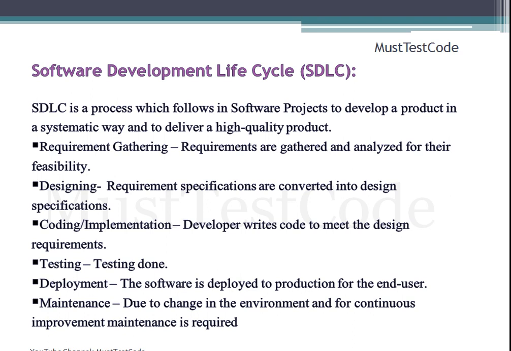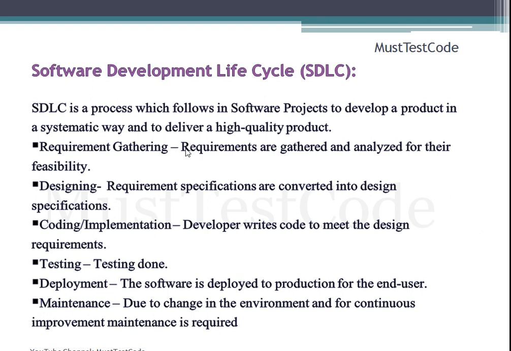So what I mentioned: requirement gathering, design, coding, implementation, testing, deployment, and maintenance. These are the series of systematic processes that a software project follows to provide a high quality end product. That is called the software development life cycle. I hope you guys are clear on this concept.